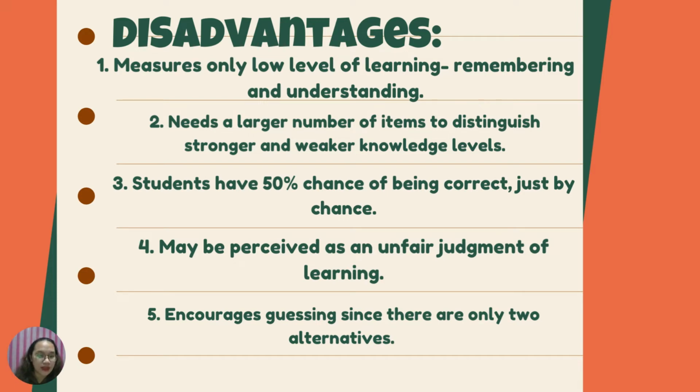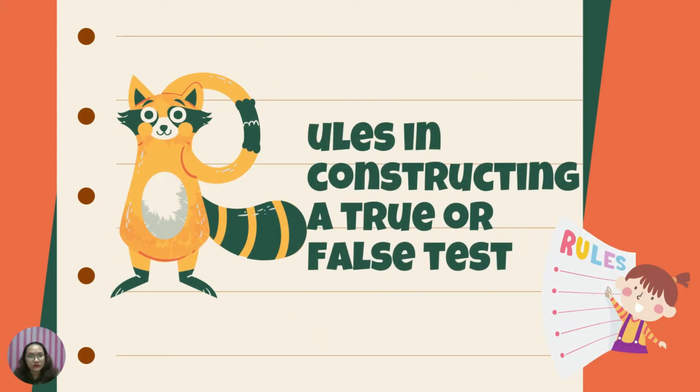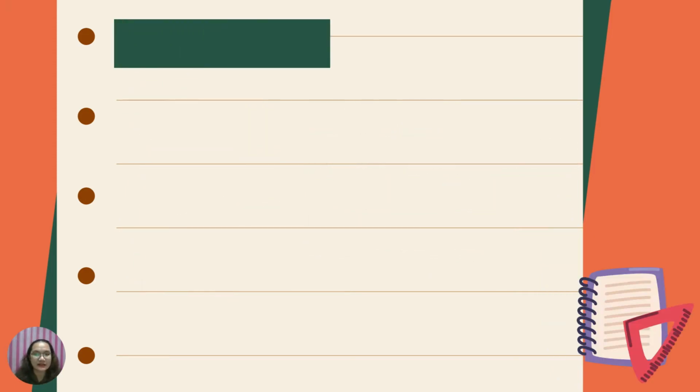All right? And then number 5, encourages guessing, since there are only two alternatives, which are true or false. So basically, if they don't have an idea about the topic or the question, they can just guess. All right? Now, let me discuss the rules in constructing a true or false test. All right?